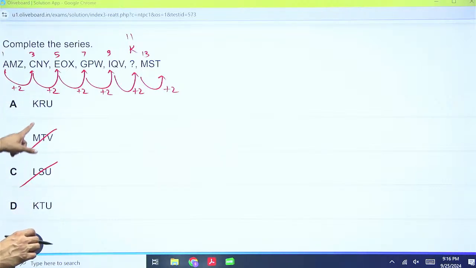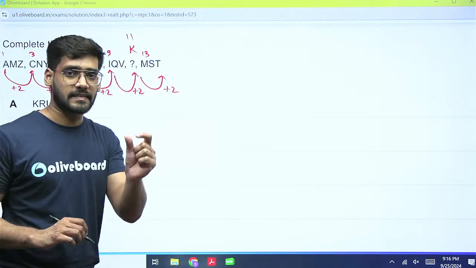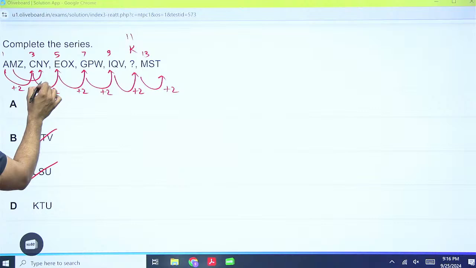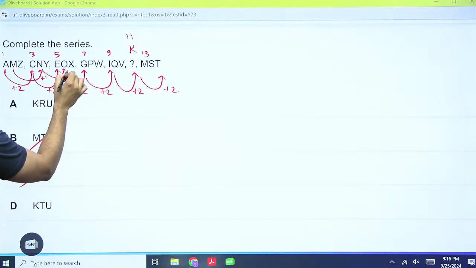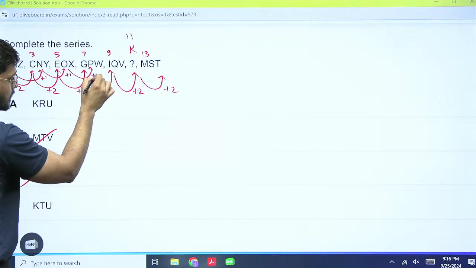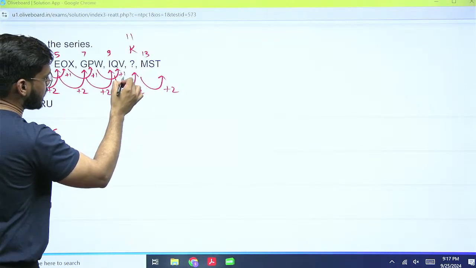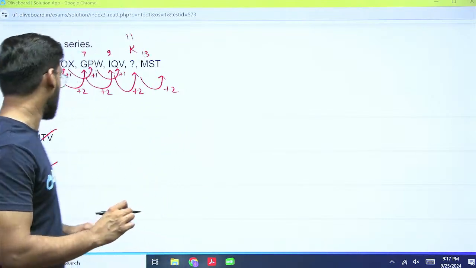We have to find out the pattern behind the second letter used. Okay. So if we compare M to N, what is used? Plus 1. N to O, plus 1. O to P, plus 1. Consecutive letters are following. P to Q, plus 1. And if we are adding Q plus 1, then we will get R.